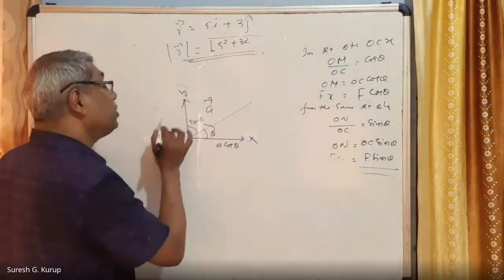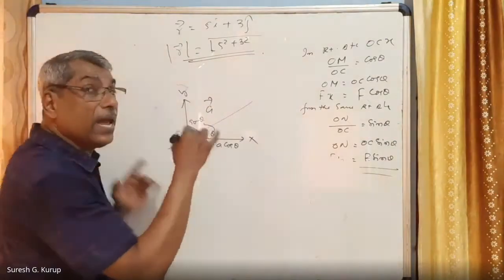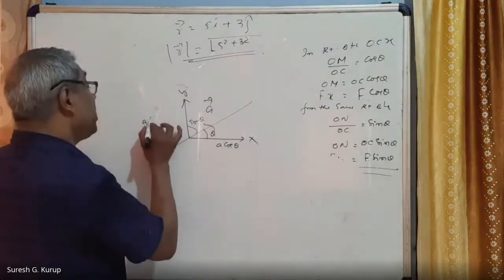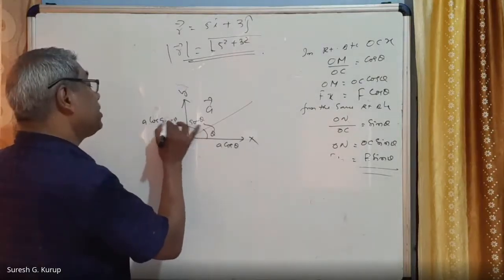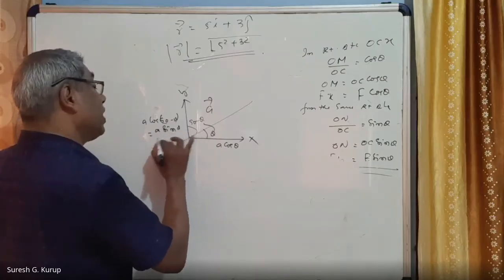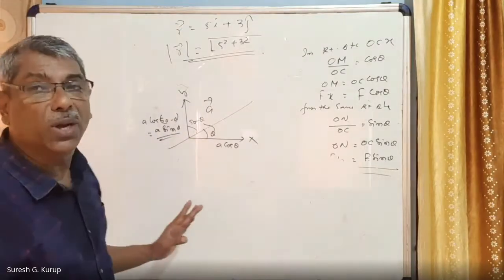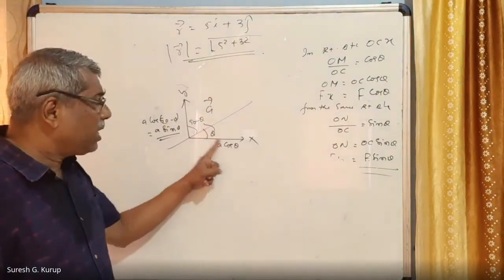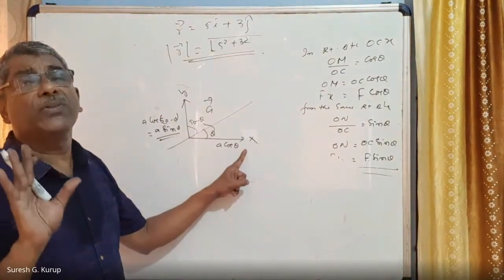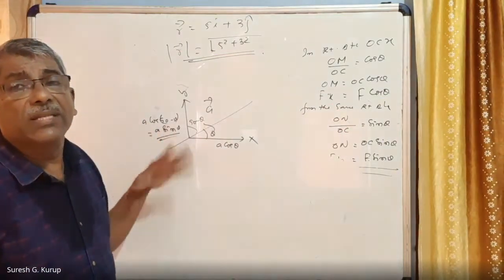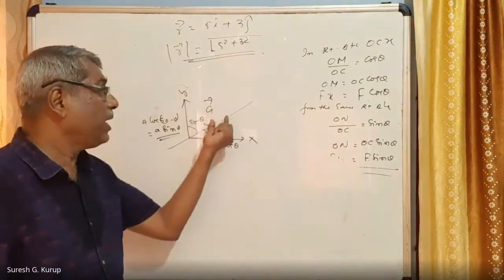Therefore, this component is equal to a cos(90 minus theta). A cos(90 minus theta) is equal to a sin theta. So any vector can have two components in two dimensions. The component that makes an angle theta will always be equal to the cosine component, and the other will be the sine component of the same vector A, right?